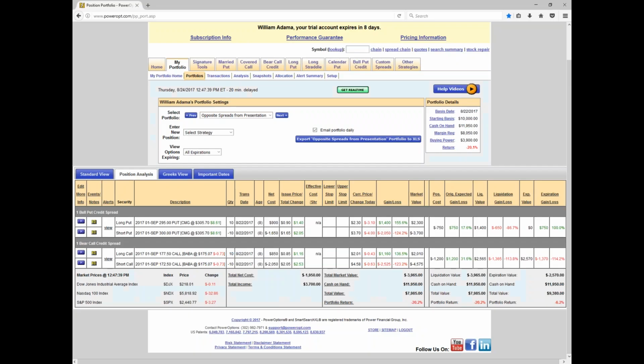All right. What we're looking at here is the portfolio tools on Power Options. And you see here I've created a portfolio called opposite spreads from presentation. There's our CMG position. Look, it's looking better now. It's at 305.71. Okay. So again, we would have done this. We're still at a loss of 650, which is half the loss we started with. Okay, but that's fine. One thing I wanted to show you, though, of course, is here's our other position.